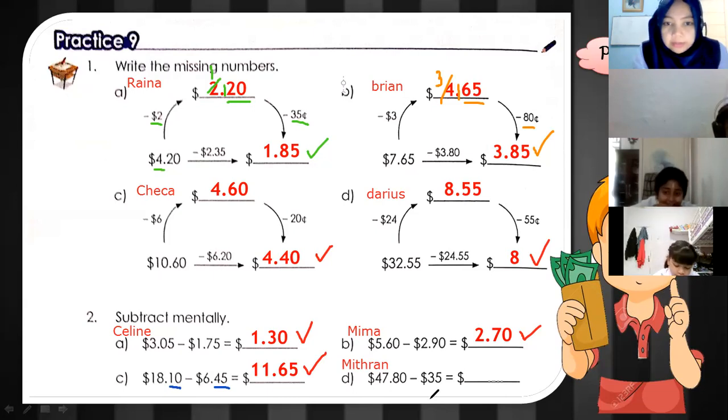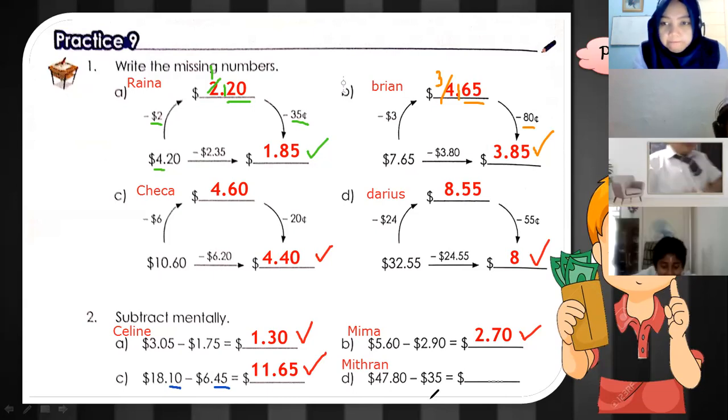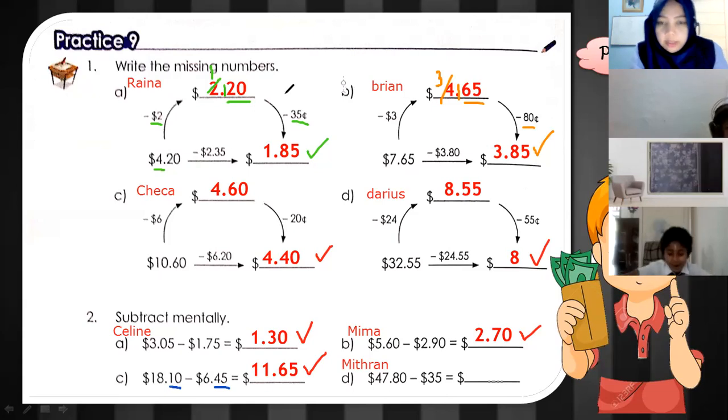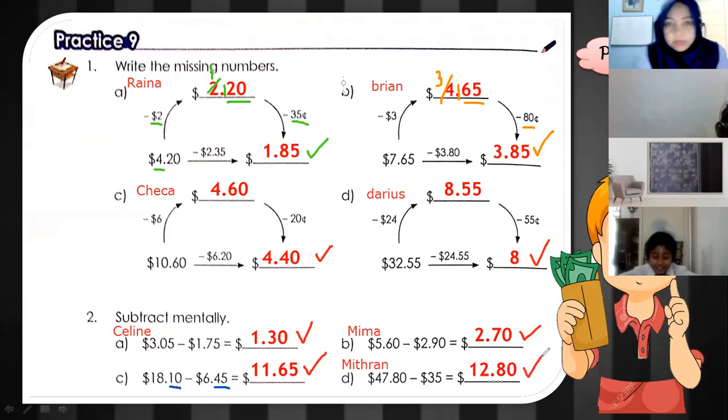And the last in my part, ya. Mitran. Yeah, there you go. $47.80 minus $35 equal $12.80. $12.80. Very good, Mitran. Everybody, check your work. Yeah. This is the answer for practice three, number one and two.